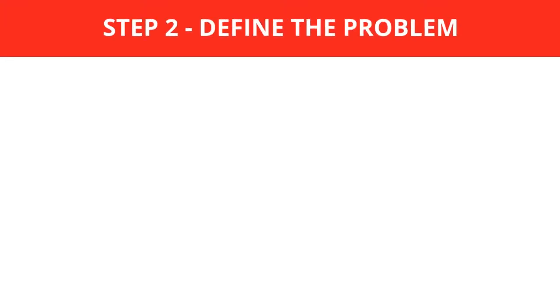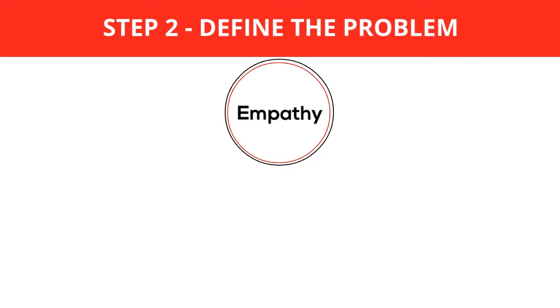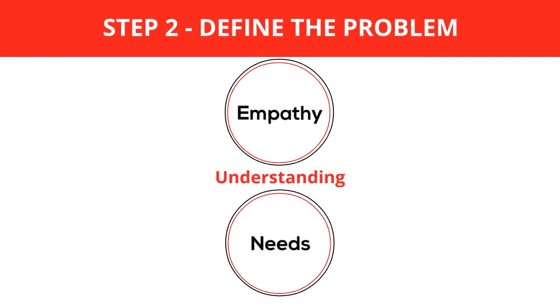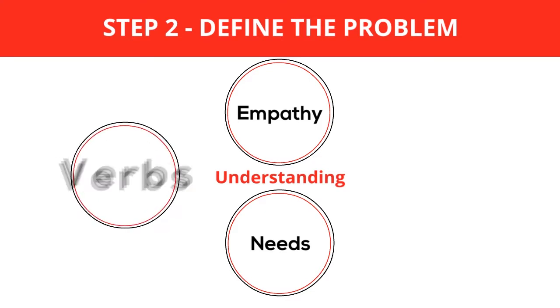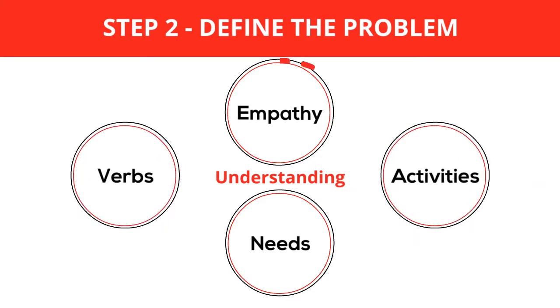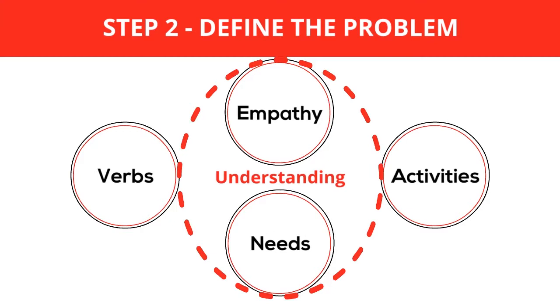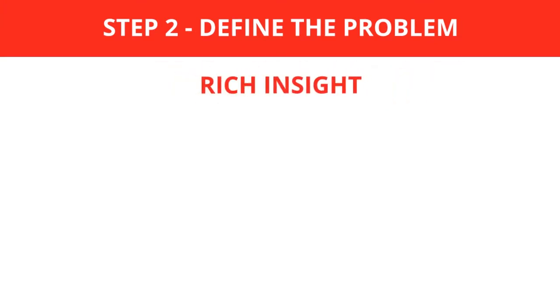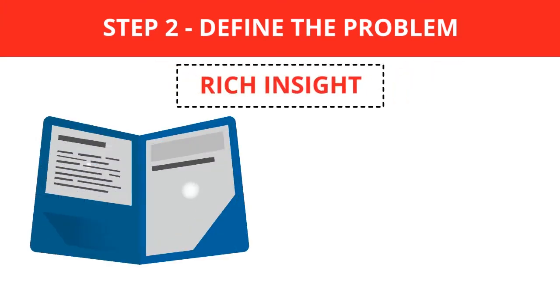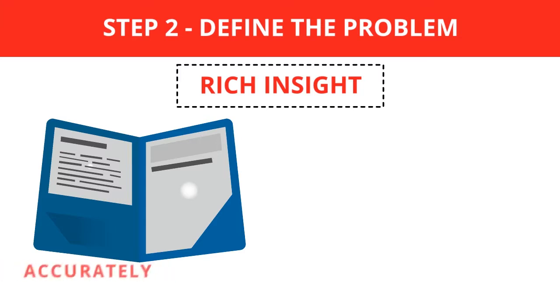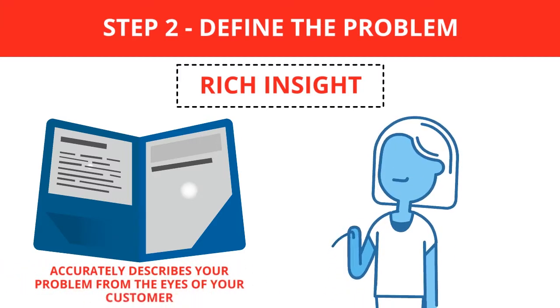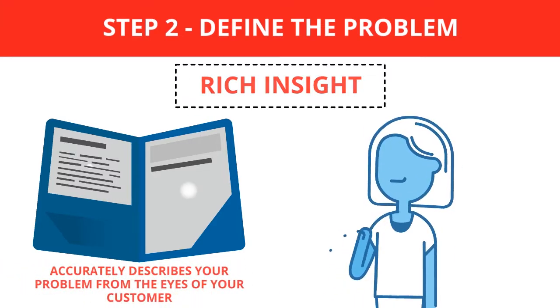Step 2. Define the problem. Once you have empathized with your customer and you actually understand the needs that they have with certain activities, you can understand the verbs and activities that are linked to your customer's needs. This rich insight into the underlying drivers for your customer will then allow you to formulate a problem statement that accurately describes the problem from the eyes of your customer.